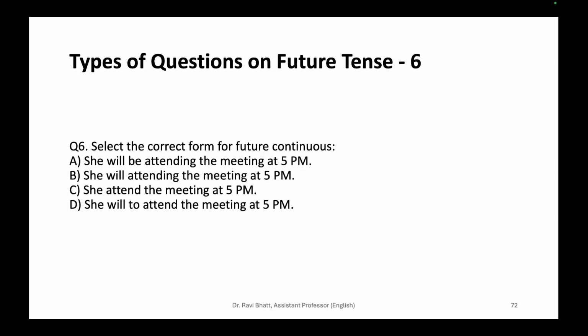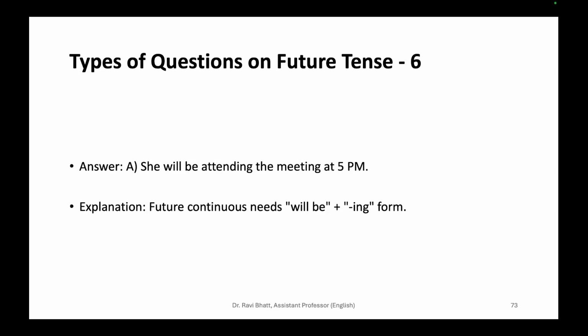Now, question 6. Select the correct form for future continuous. A. She will be attending the meeting at 5 p.m. B. She will attending the meeting at 5 p.m. C. She attend the meeting at 5 p.m. Or D. She will to attend the meeting at 5 p.m. Not really sure if that would create any confusion because it's quite a straightforward question. She will be attending the meeting at 5 p.m. Okay. Now future continuous always needs will be plus ing form.